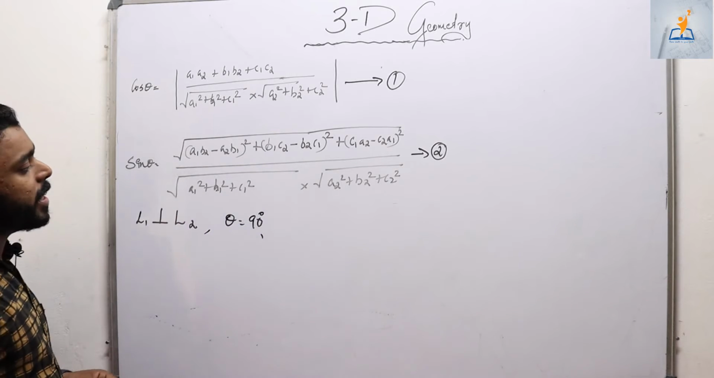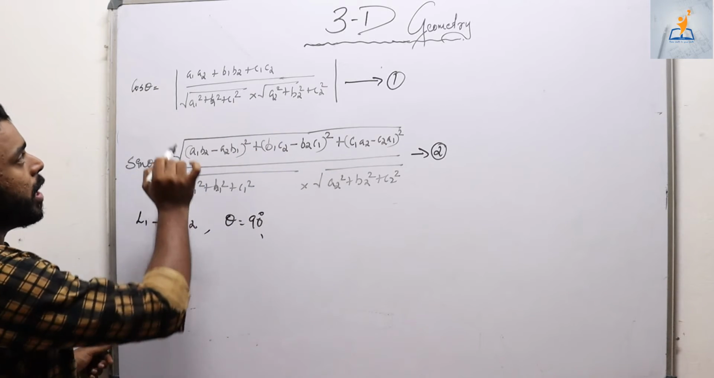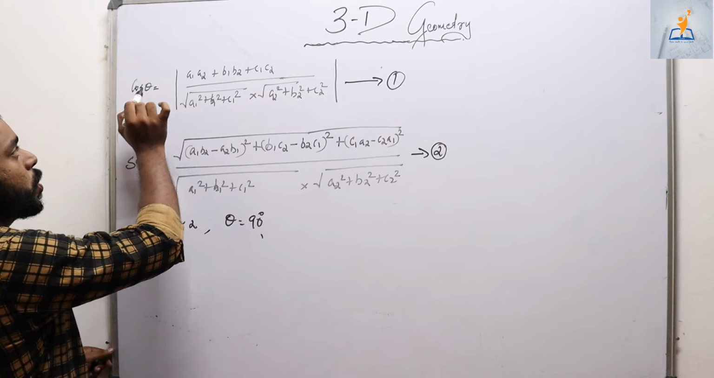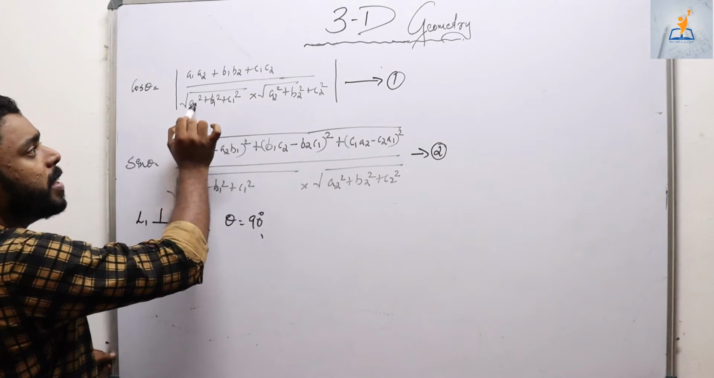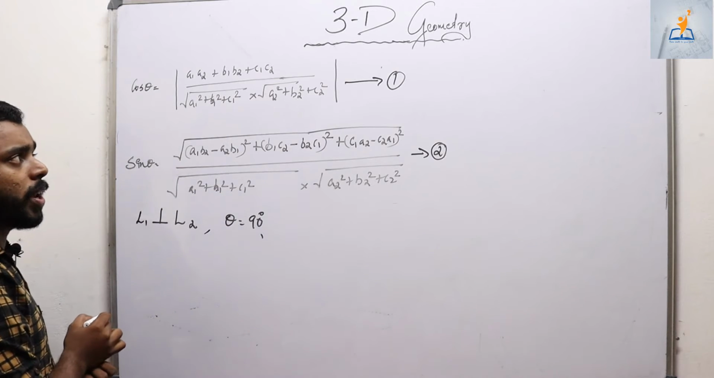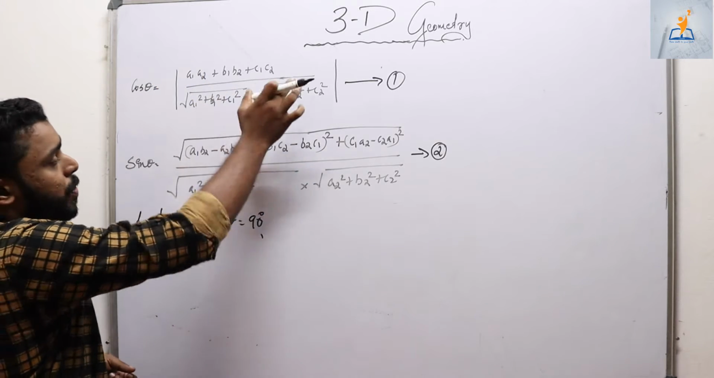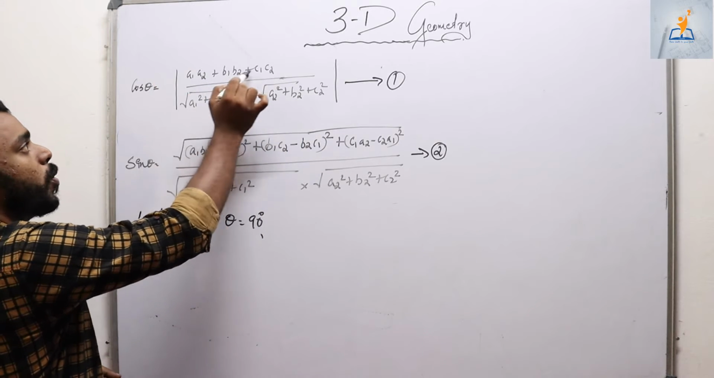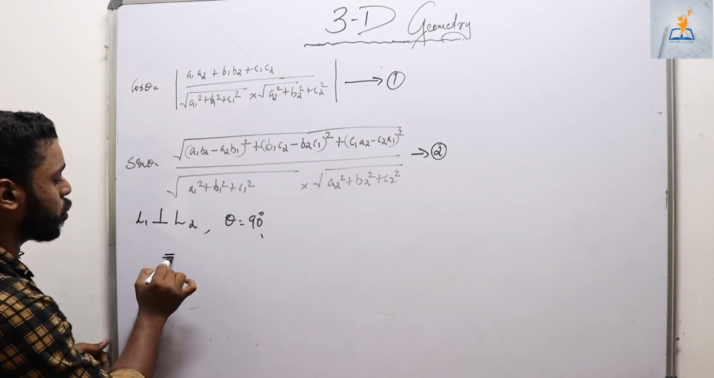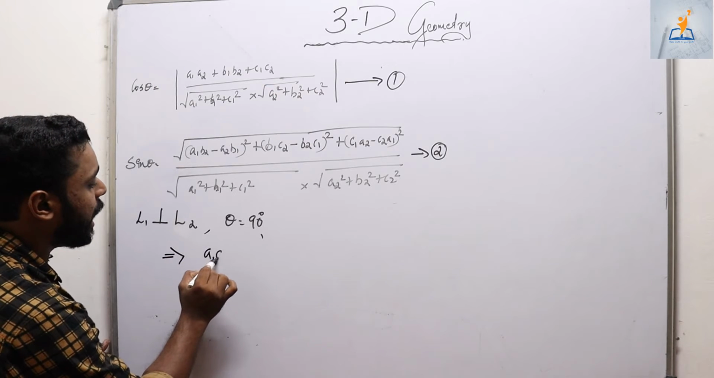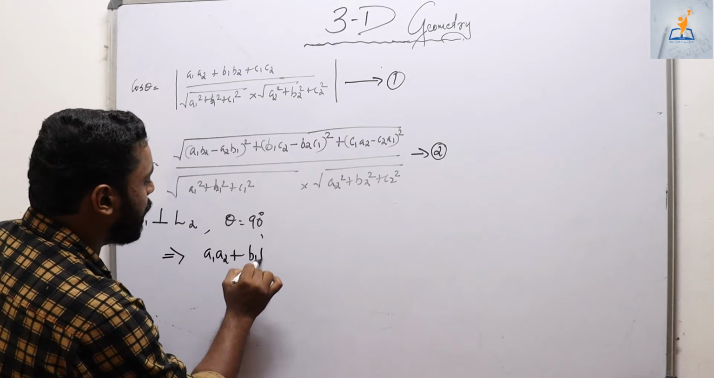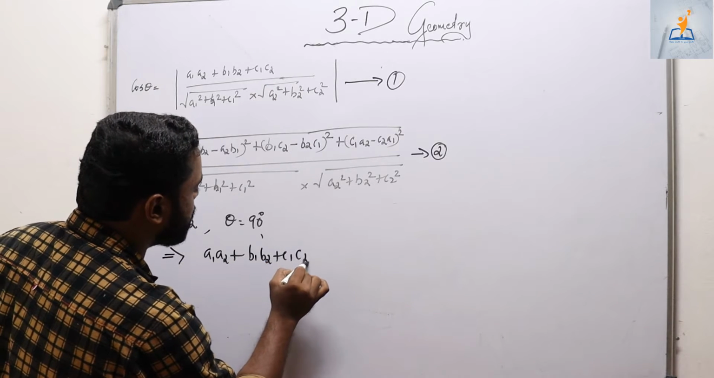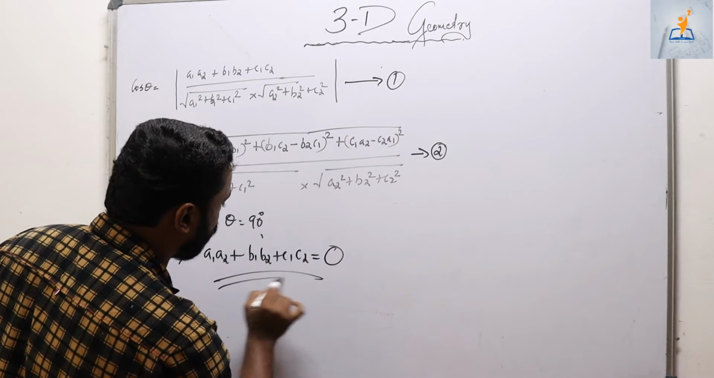So cos 90 degrees will be 0. So from equation 1, cos 90 degrees is equal to 0. So the left side becomes 0, but the denominator cannot be equal to 0, right? If the denominator is equal to 0, then this fraction is not defined. So the denominator cannot be equal to 0. So the only possibility is the numerator equal to 0, which implies that a1 a2 plus b1 b2 plus c1 c2 is equal to 0, isn't it?